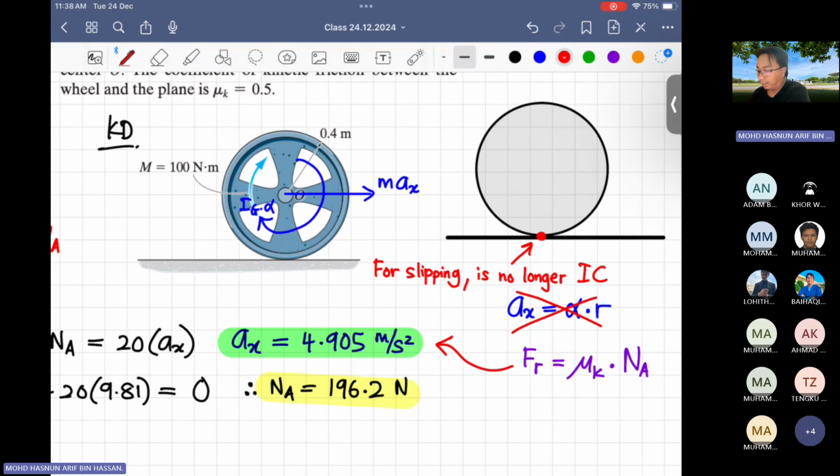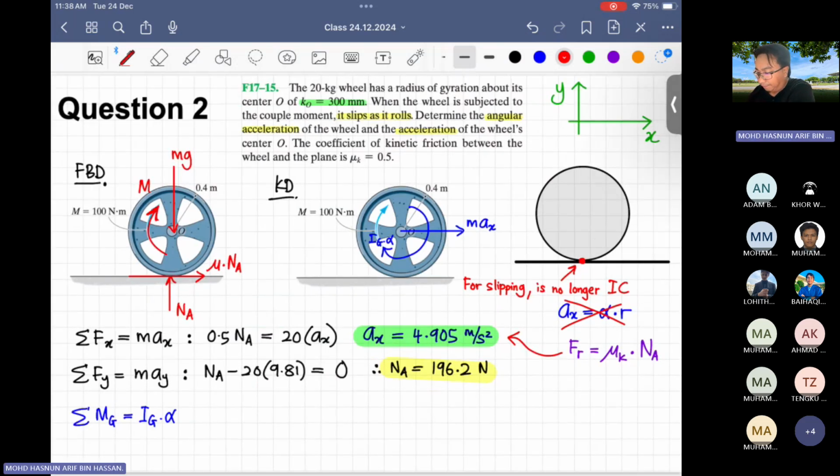Friction is mu k times NA. All right, so let's go back to the calculation of the moment about G. Sum of moments about G is equal to Ig alpha.